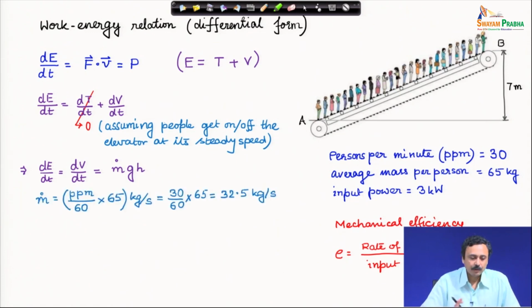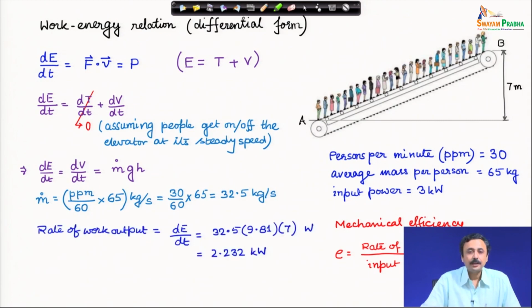Therefore, we have to calculate m dot. How do we calculate m dot? Persons per minute using the escalator is 30, given. Therefore, persons per second is persons per minute divided by 60, and a person weighs 65 kg on an average. Therefore, the mass transport rate in kg per second is 30 by 60 into 65, which happens to be 32.5 kilogram per second. This is the rate at which mass is being transported to this height of 7 meter.